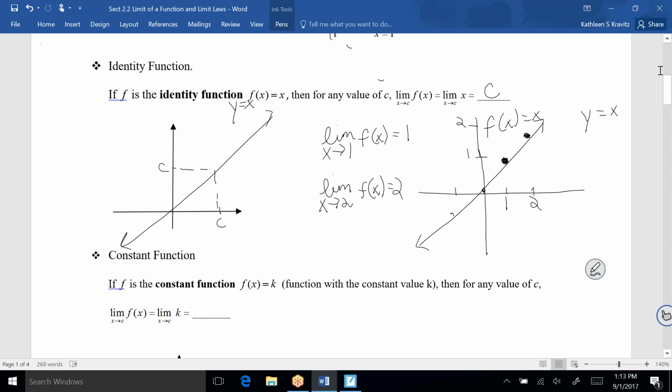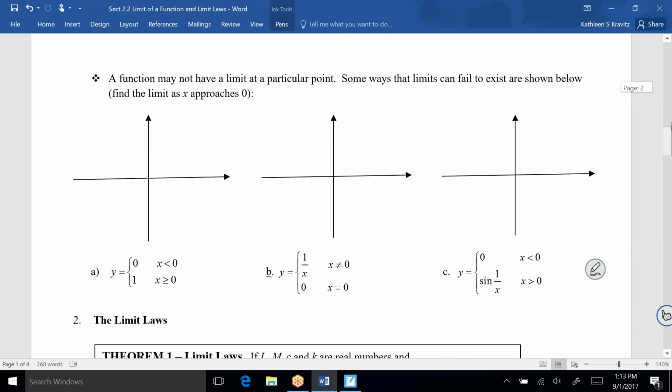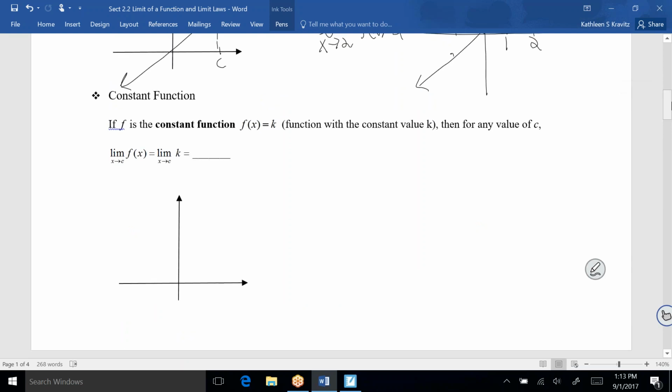All right, then we can talk about the constant function. And let's just recall what the constant function is. If f is a constant function, f of x is equal to k. It's a function with the constant value k. So k is a constant, it's a number. So f of x is the same thing as y. So we could say, for example, y is equal to 4. And we can draw this function.